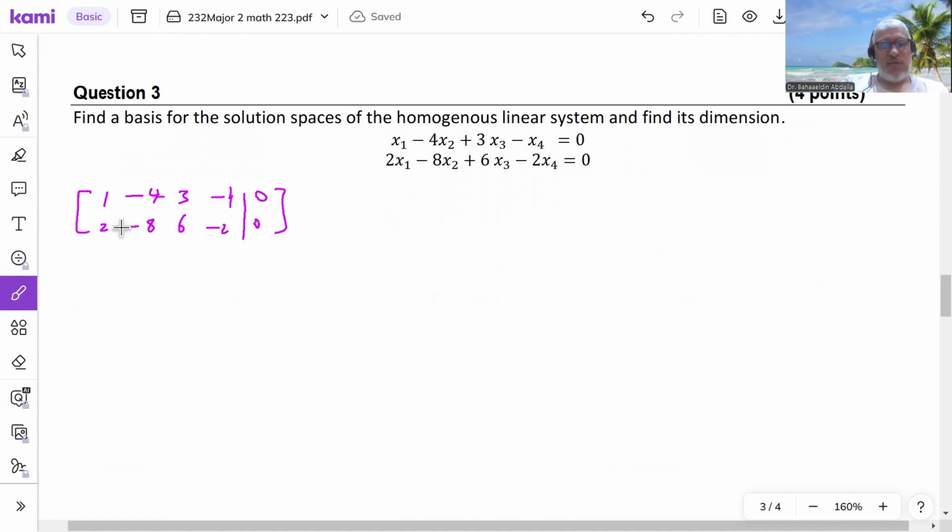Let us use Gaussian elimination and Gauss-Jordan. So this is one, I'll make 2, 0. -2 plus 2 is 0. 8 minus 8 is 0. -6 plus 6 is 0. 2 minus 2 is 0. So I have one equation, which is the first equation.